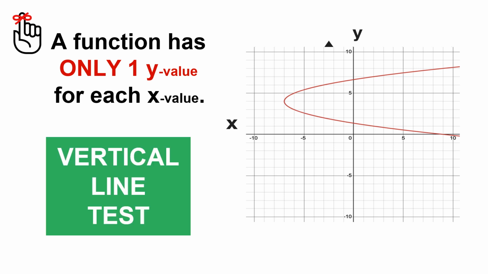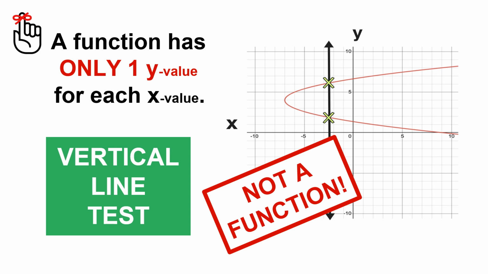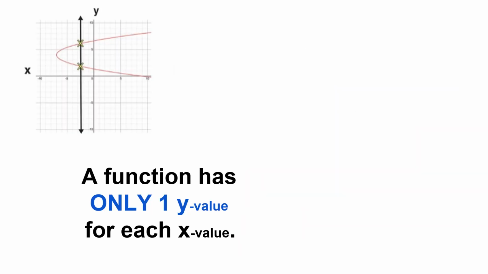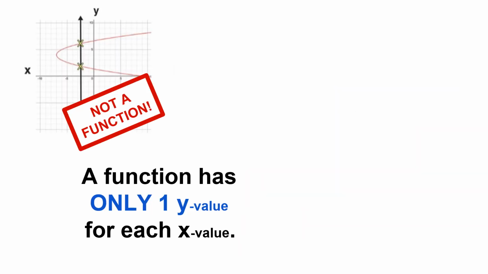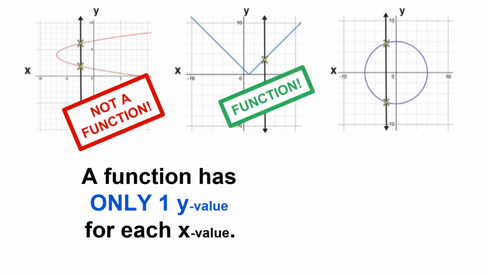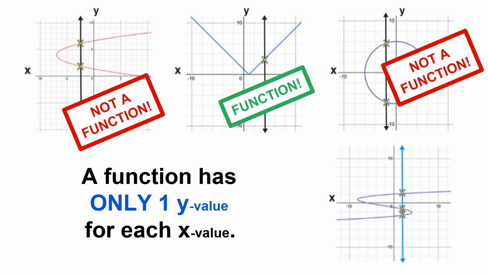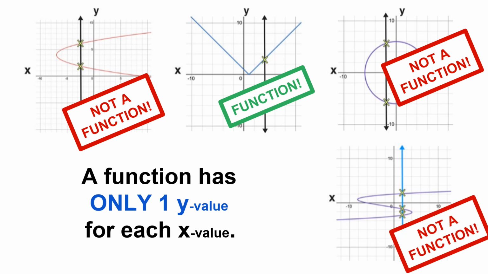So if I do the vertical line test, that should show me if I have more than one y value for any x. Oh, this one has 2 y values, not a function. Is this a function? Oh yeah, it only has one y value for each x value. This one? Nope. How about this one? Nope, that one has 3 y values. That's not a function.